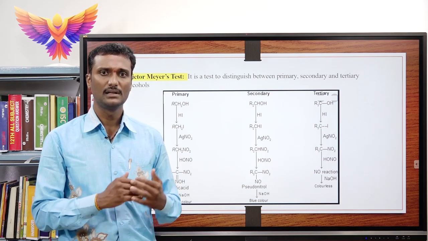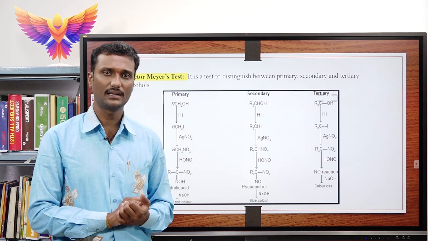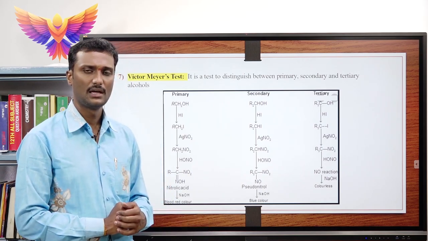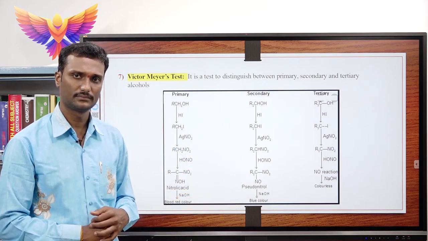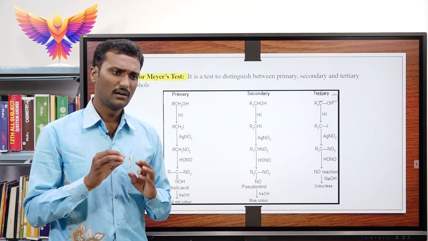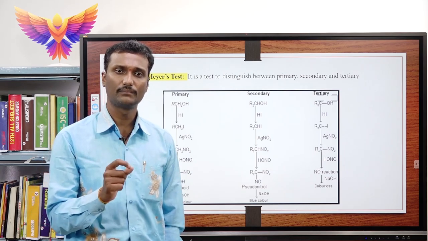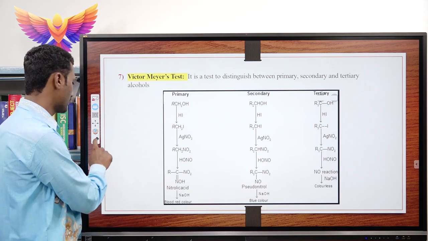For example, the first one is the primary alcohol. It gives a blood red color after reacting with sodium hydroxide. The 2 degree alcohol gives a blue color. And the 3 degree alcohol gives a colorless result. So this Victor Meyer test is also called the red blue test. Now let us see how these reactions take place.